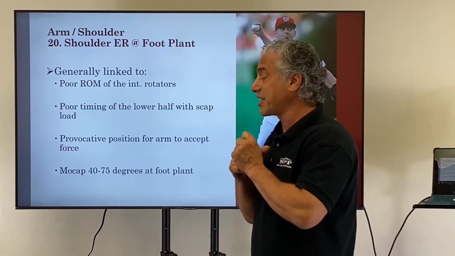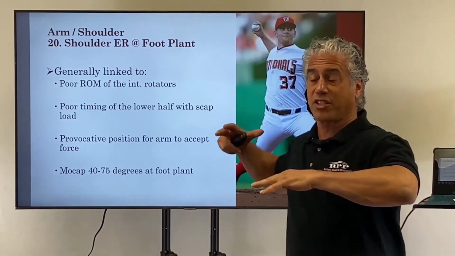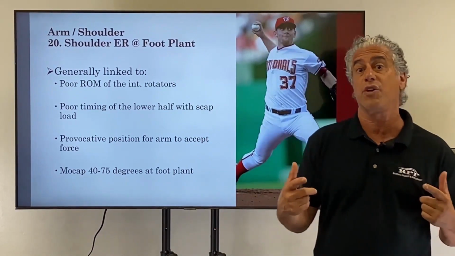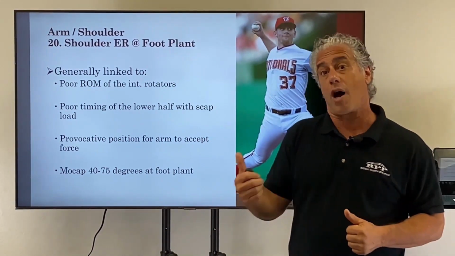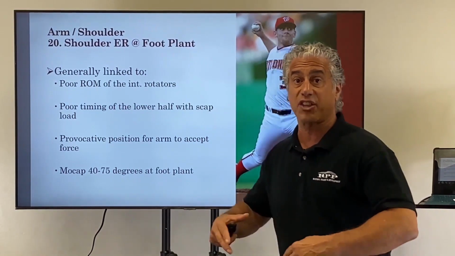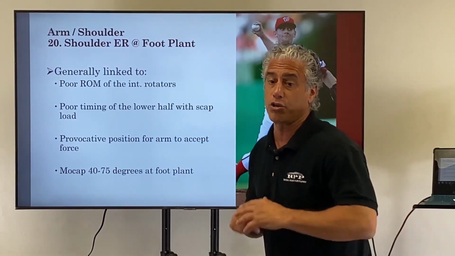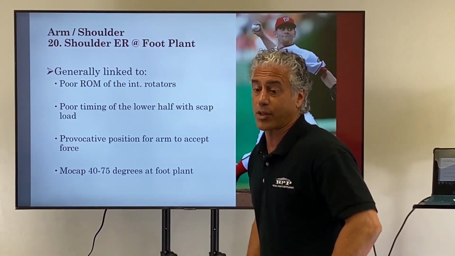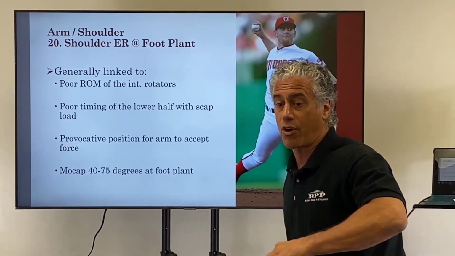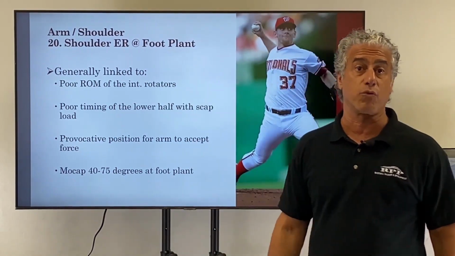And a lot of times that's poor timing of the lower half with the scap load coming around, getting the arm up. So this will be one of those situations where we'll look upstream and maybe find that we've got a short stride that we can lengthen up and give the arm more time, or maybe we're not getting into our glute and we're not creating really good timing with our lower half to allow us to delay that rotation and get the arm up as well.